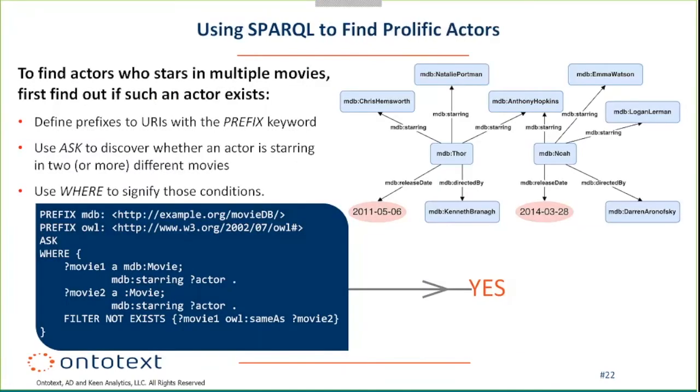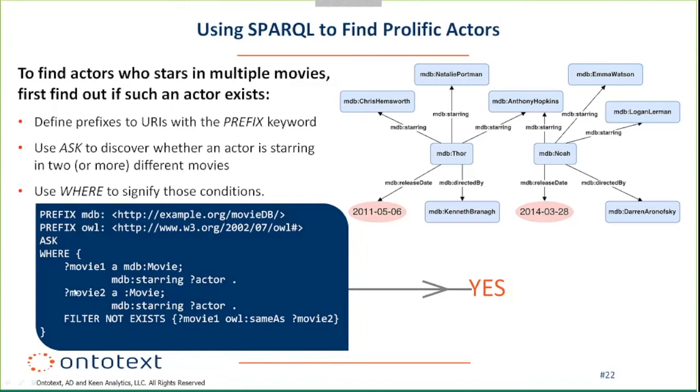In addition, you might want to run some more complicated queries. For example, here we want to see if there are any prolific actors in our database, where we say that a prolific actor is anyone who can star in more than one movie. Here you see we define that we are first asking whether such actors exist at all. So we are looking for a movie that is starring a particular actor, and that same actor must also be starring in the second movie.